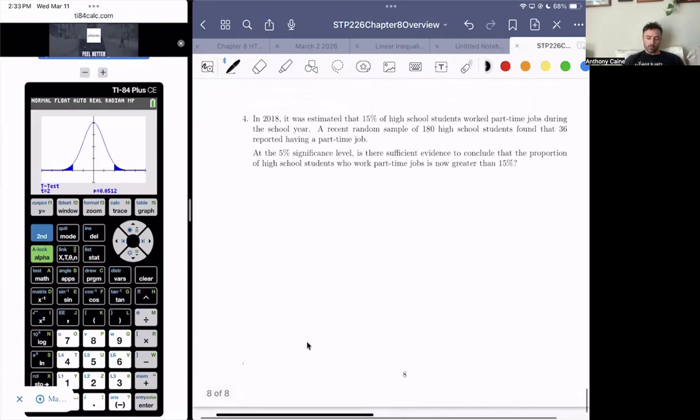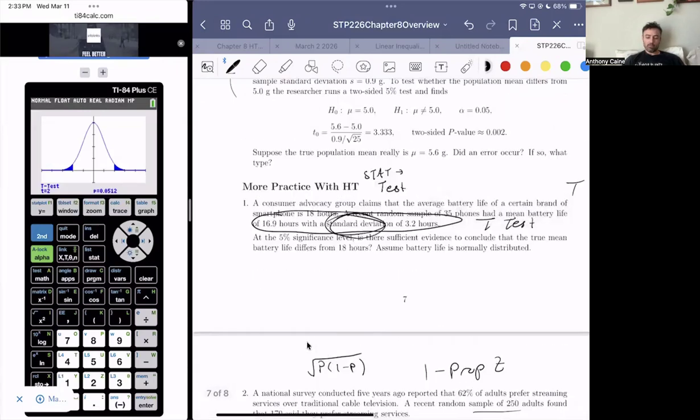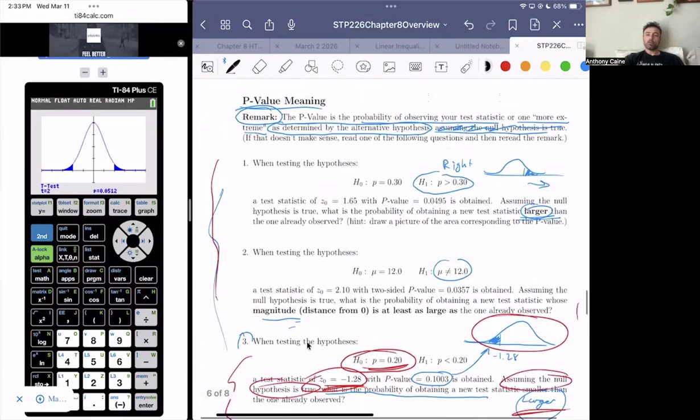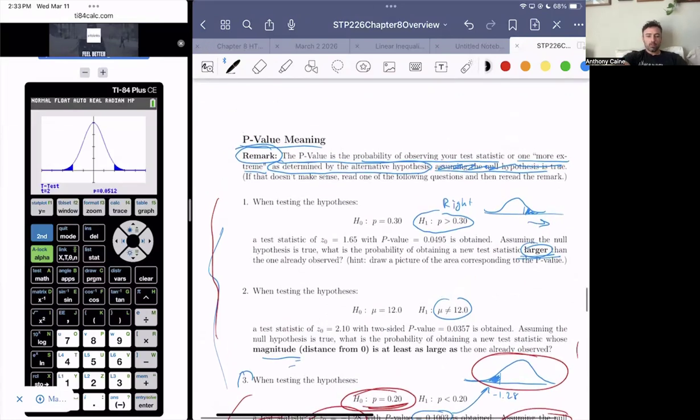So you can go through those, get more simple tests, but that's it. That's what I want to talk about for the chapter 8 overview.